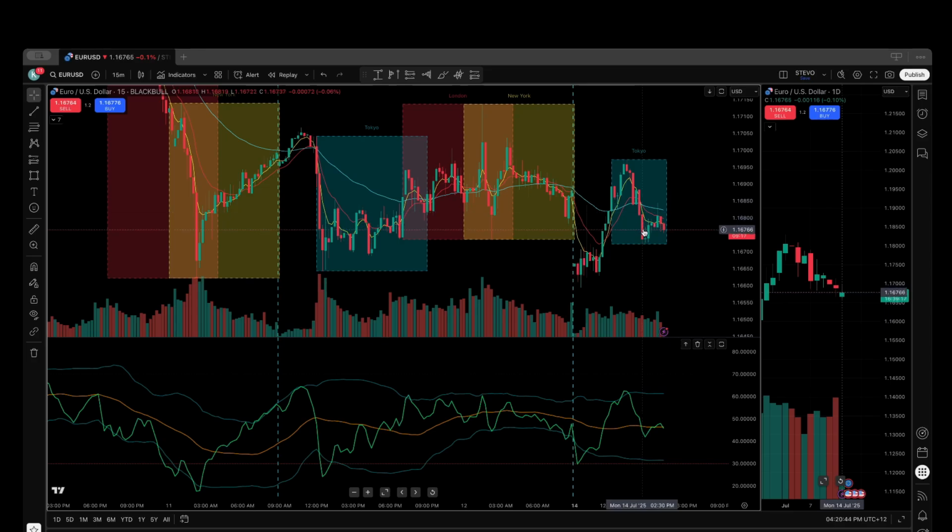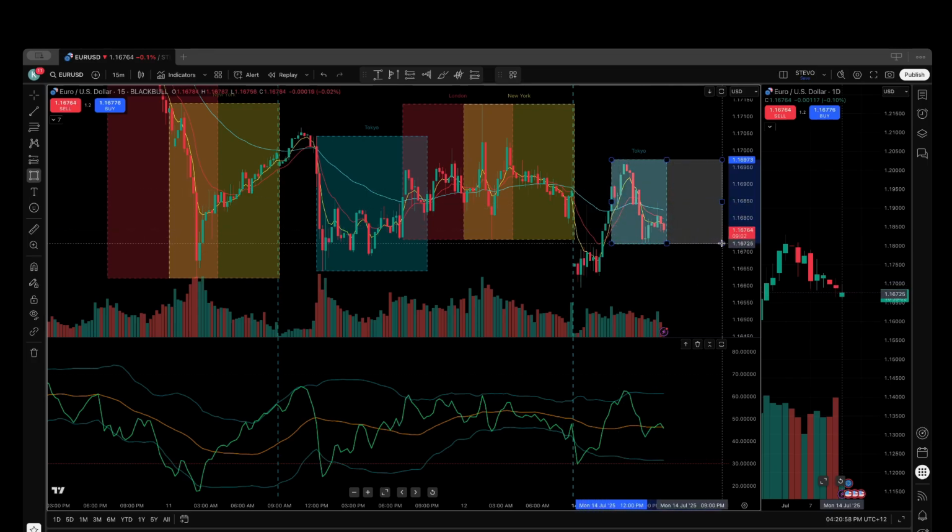And what I like to do is I just like to get my drawing tool. Let's just have a look at this. Just a simple rectangle, and I put a rectangle around the Tokyo session and just drag it out a bit. So I've just done that. So what we're looking at here is effectively the initial high of the day, the initial low of the day, and I would expect it to go one way or the other.